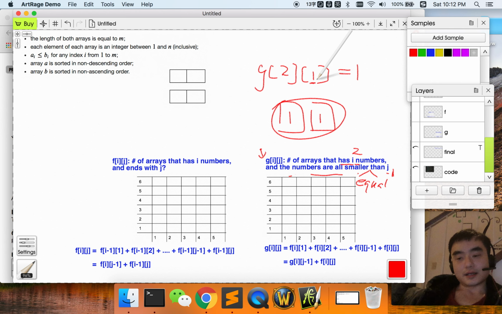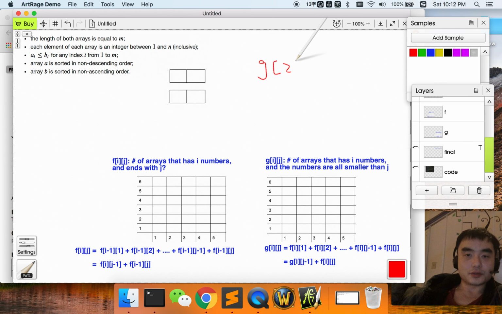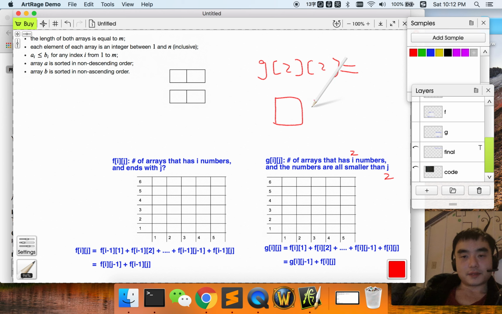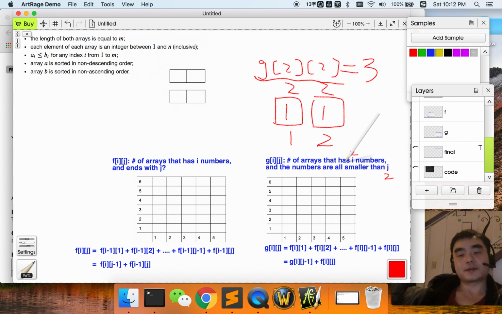How about G 2 2, right? So we have two numbers and all of the numbers are smaller or equal than 2, right? So we can put 1 1 here, 1 2 or 2 2, right? Three options. So G 2 2 equals to 3, right?